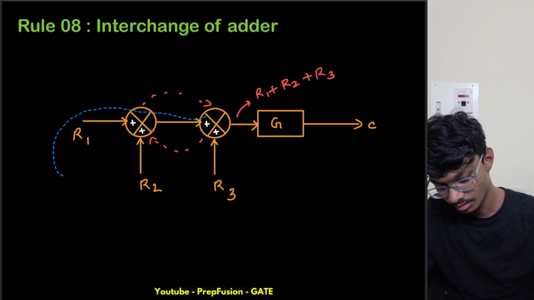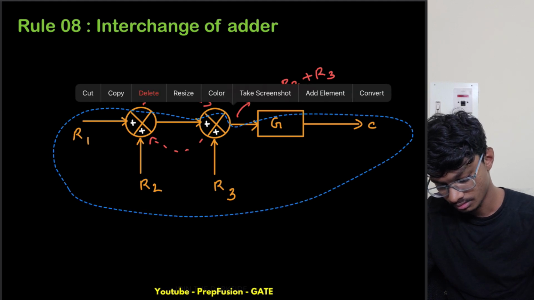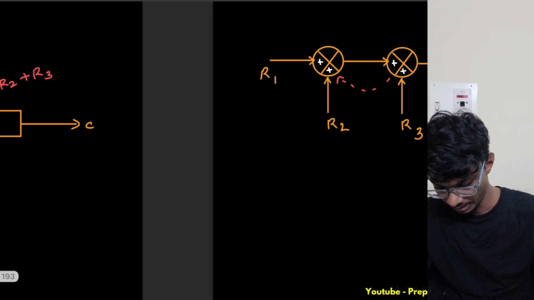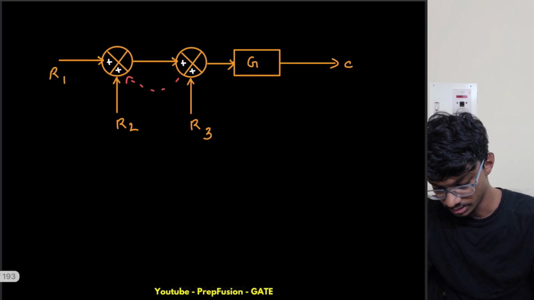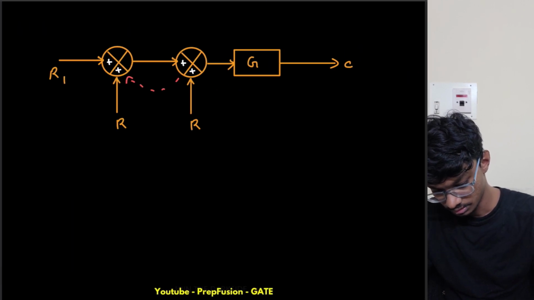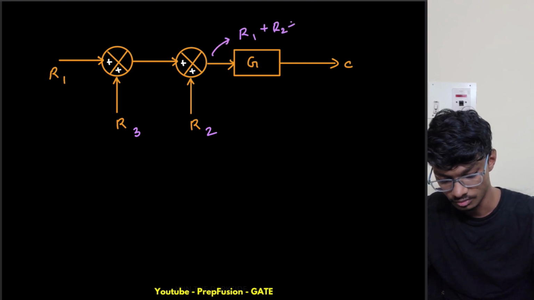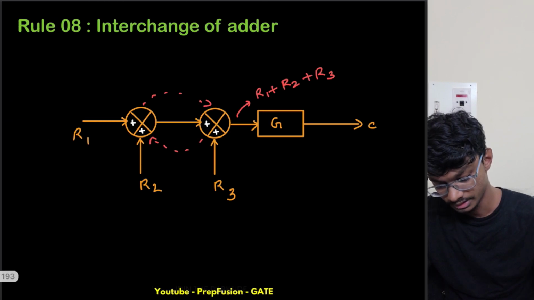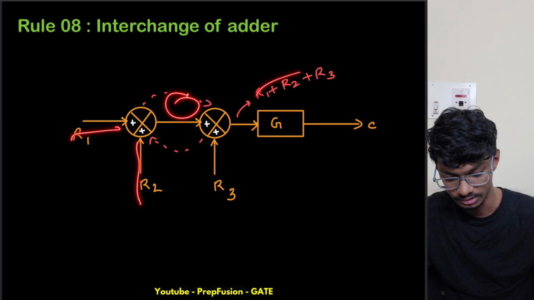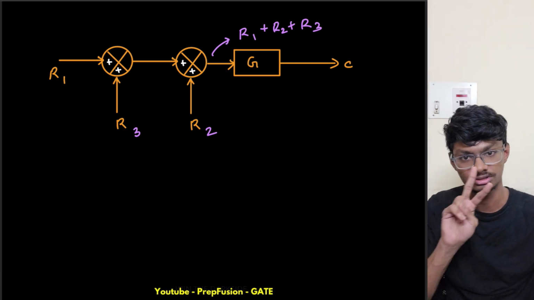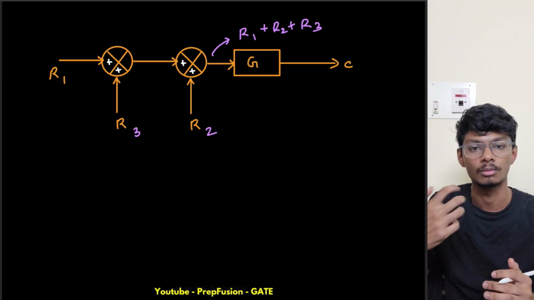This output, even if I interchange, this is the adder 1 and this is the adder 2. So I simply interchange these two, okay. This I write as R3 and this I write as R2, okay. So what do I get here at the output? Still the same, right? R1 plus R2 plus R3. Here also I get the same, R1 plus R2 here, and R1 plus R2 plus R3. Output remains the same. So we can simply swap them. We don't need to do any more modifications, right?